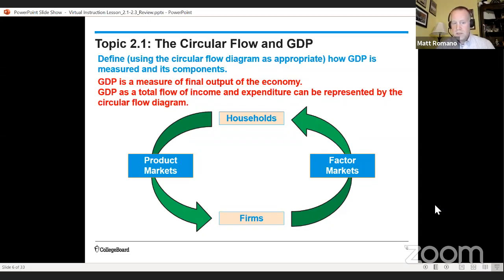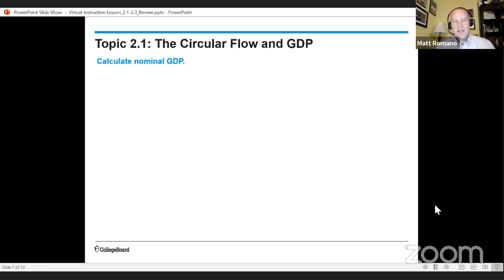It should, because the next thing we're going to talk about are the different methods for calculating GDP. And essentially, what the circular flow model does is it describes that calculation process. What I'm referring to is the expenditures approach and the income approach. So let's go there. Calculating nominal GDP.